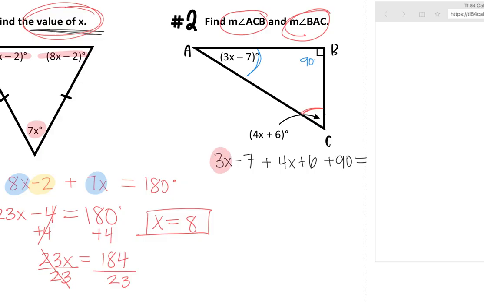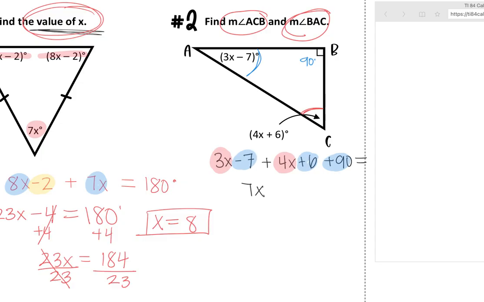Okay, so 3x and 4x are the only parts that I can combine that contain x's. And then I have negative 7 plus 6 and 90, which can be combined. So 3x plus 4x is 7x. Right, use your calculator.